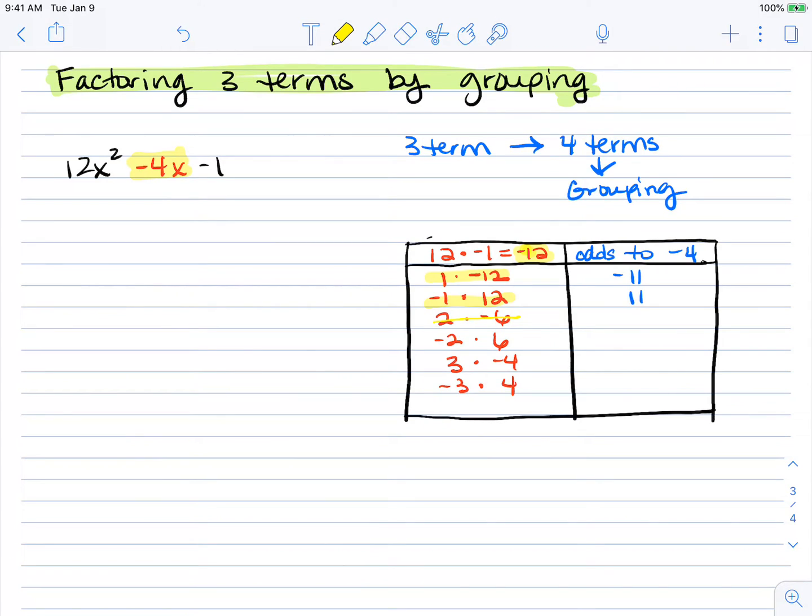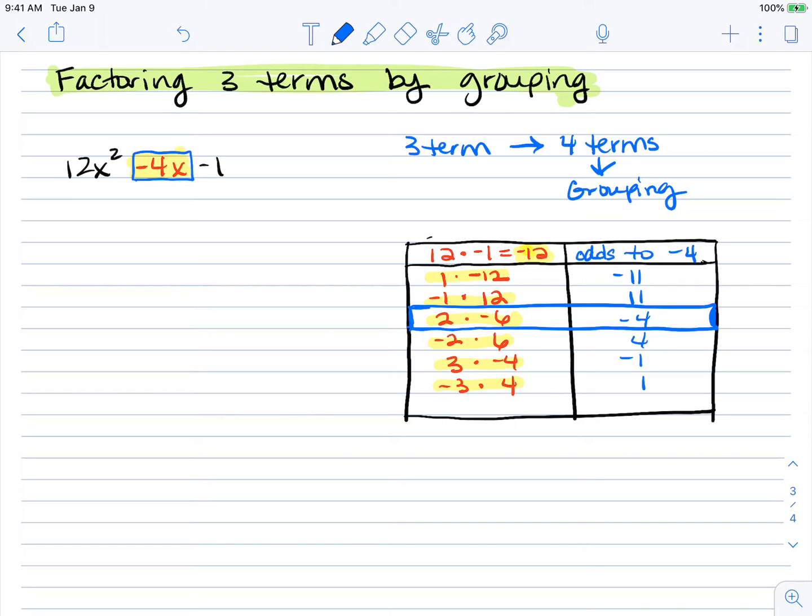These add to -4, and these add to a +4. And this is going to add to a -1, and that's going to add to a +1. But my goal is to find the one that adds to this -4, and that's going to be this right here. This is the one that multiplies to the -12 that I'm looking for, and adds to the -4.